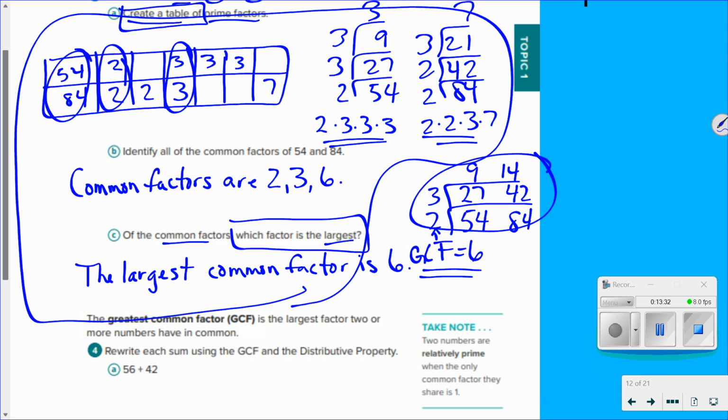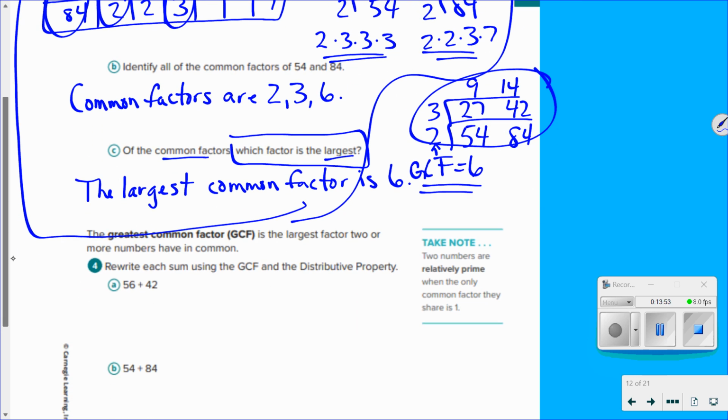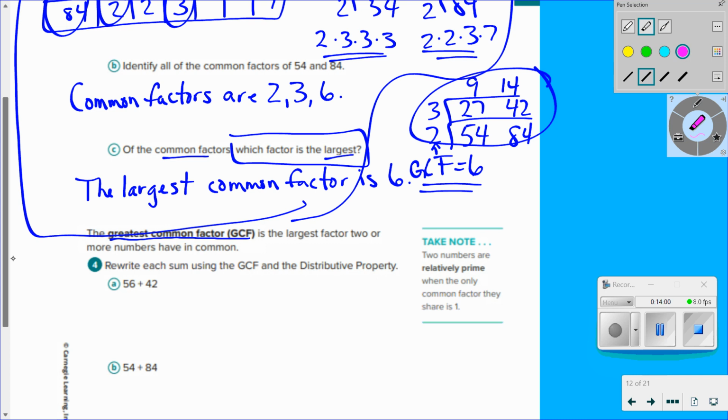It wasn't for nothing. It's to help you understand there are multiple ways to find the GCF, and there's actually other ways. We'll do another one in a little bit, but I wanted to show you guys how easy this can be as long as you pay attention to your 4 key numbers. Okay? Now, we do need our highlighters. We have another definition. The greatest common factor is the largest number, largest factor 2 or more numbers have in common.